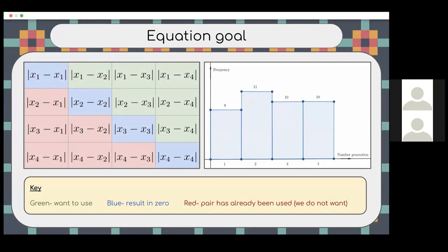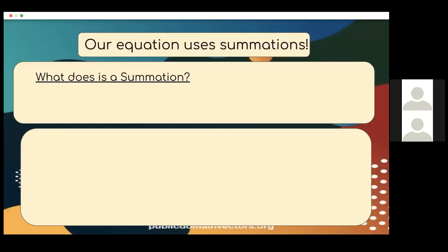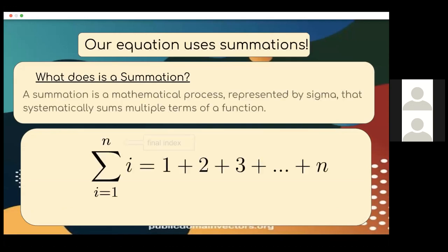The blue numbers are the ones that equal 0, because we're adding all of them together, so if it's 0, it's irrelevant. And the red numbers are the green numbers that have already been repeated. For example, the absolute value of x1 minus x2 is the same as x2 minus x1. So our equation is a summation equation, where we take all of these values and add them together.